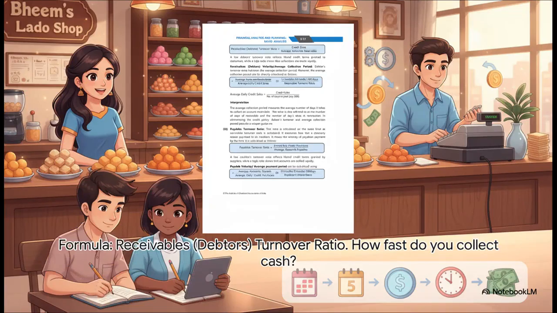Okay, next is receivables, or as you know them, debtors turnover. This is all about how good Beam is at collecting money from customers who don't pay right away. Like for a big wedding order where he sends an invoice later. This ratio tracks how quickly he turns that piece of paper into actual cash in the bank.